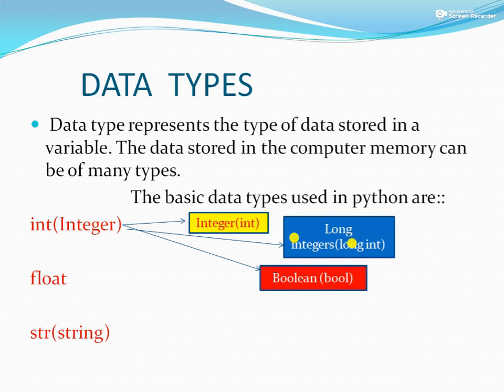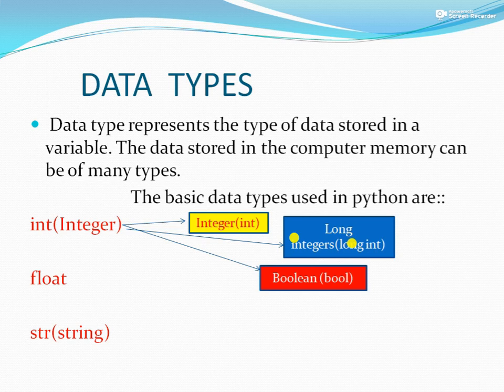Long integers support values that lie beyond the range of integers. Boolean or bool represents logical values in the form of true and false. In Boolean, 0 represents false and 1 represents true. Okay.